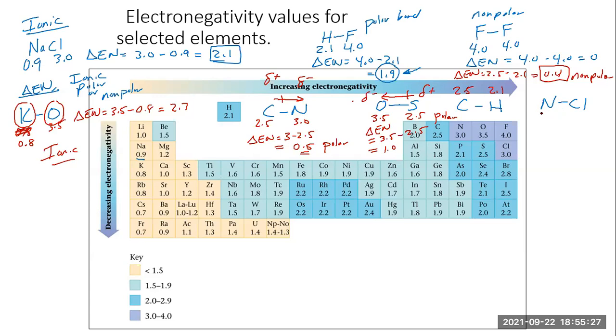Nitrogen and chlorine. Nitrogen would be 3. Chlorine would be 3. The difference in electronegativity here, 3 minus 3, gives me 0. That is a difference of 0, which is what is referred to as a non-polar bond.